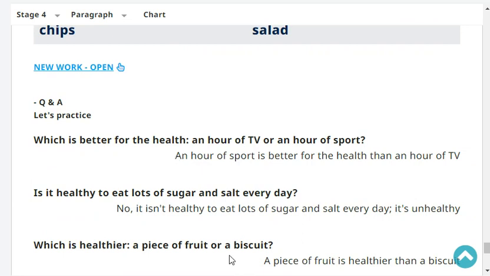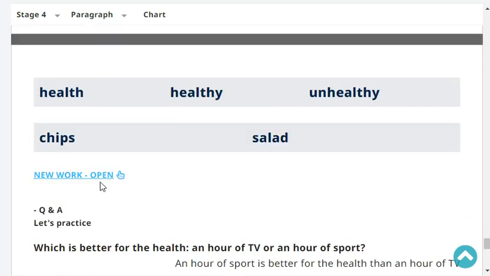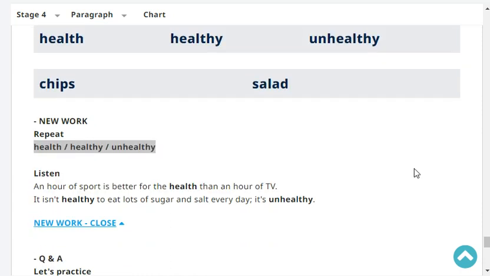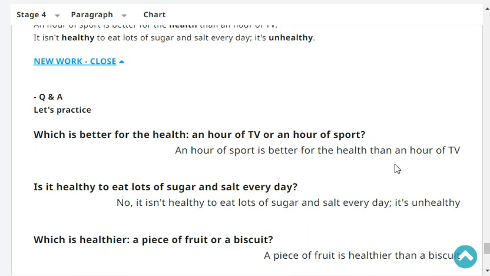Okay, next, repeat: chips, health, healthy, unhealthy. An hour of sport is better for the health than an hour of TV. It isn't healthy to eat lots of sugar and salt every day. It's unhealthy.